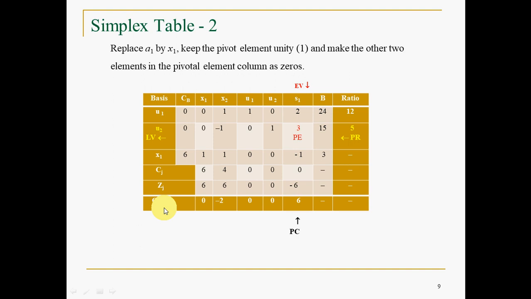until you get all Cj minus Zj values less than or equal to 0. Here it is not so. Hence you are moving to the next simplex table. Please make a note of it. While moving from one simplex table to another, there are 3 points you have to remember. Keep the pivot element as unity, or make it unity. Other elements of the pivot column, this one and this one in this case, you have to nullify or make zeros by suitable row operations.